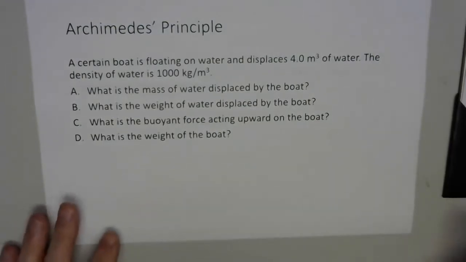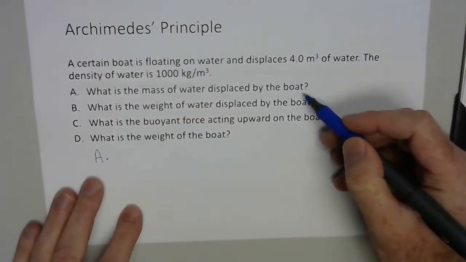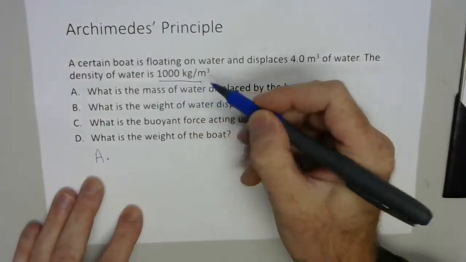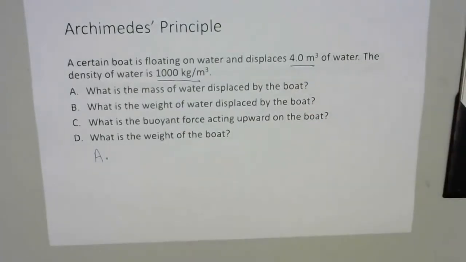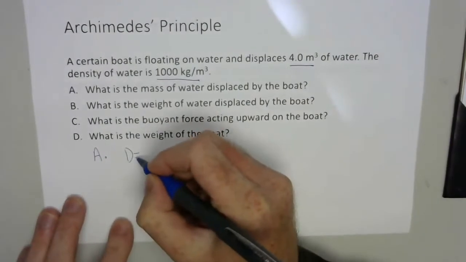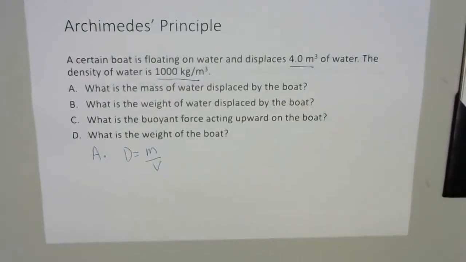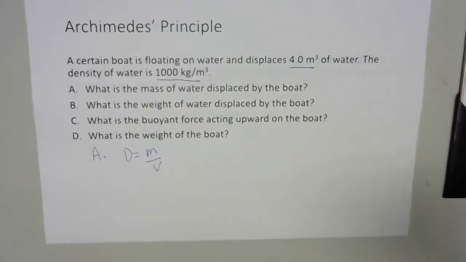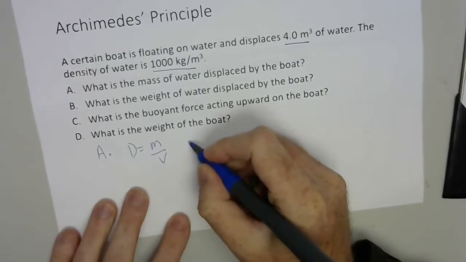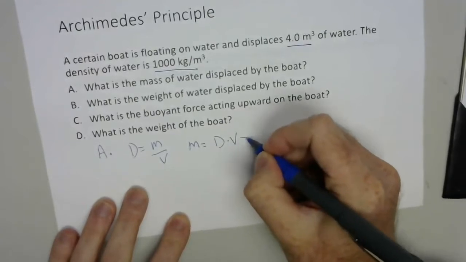So let's look at the calculations. For part A, we will know the mass of the water displaced by the boat. Since it's water, we're talking about 1,000 kilograms per cubic meter. And the volume of the boat that is submerged, thereby displacing water, is 4 cubic meters. So density equals mass divided by volume. We know the volume and we know the density, so what we're solving for is the mass of water. So mass is equal to density times volume.